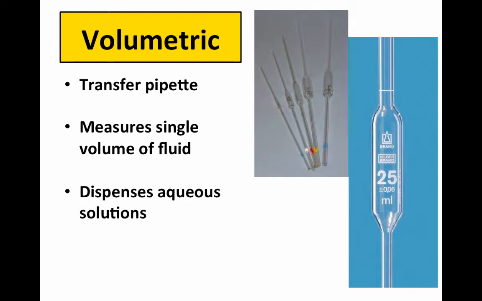A volumetric pipette is generally used for aqueous solutions, so very liquidy ones, not thick ones. And that is because if you notice, the bulb of this pipette is very high up, and because of that, it takes a long time for the fluid to basically drain down the length of the pipette. The thicker the fluid, the longer it will take. So we usually use this for things like standards or reagents, really liquidy types of stuff.